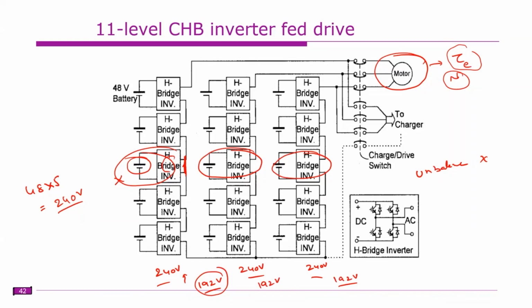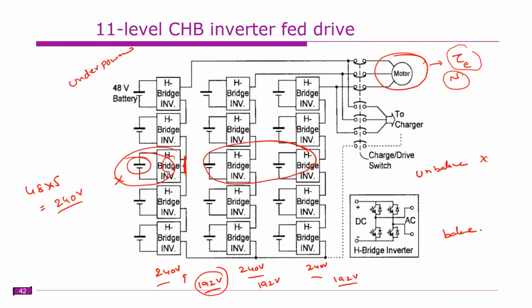Okay, so now it is a balanced one. Now the motor is fed from a balanced supply. But the disadvantage here is, even though these two are healthy, we have bypassed them. So the motor is still running, but it is slightly underpowered.